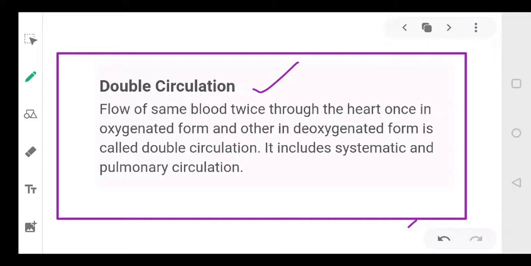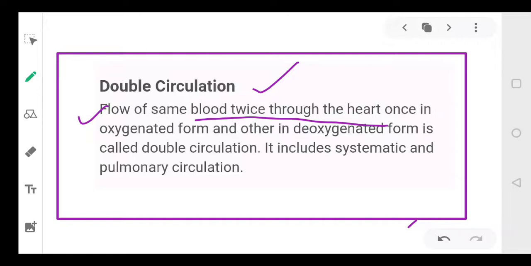So far we have spoken about, dear students, that in human beings the blood flows in closed vessels. So human beings have a closed circulatory system. Your blood flows strictly through a fixed route, through your blood vessels like arteries and veins. Now, the flow of blood passes twice through the heart. Once it is oxygenated blood and the second time it is deoxygenated blood. So that is why this circulation is called double circulation.